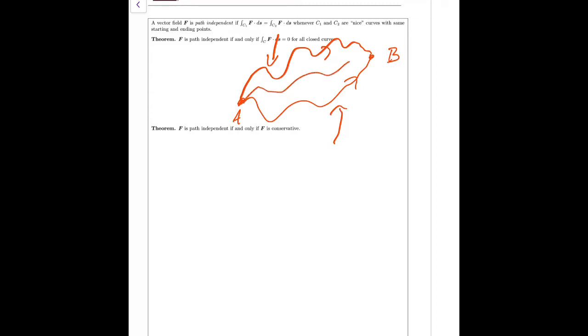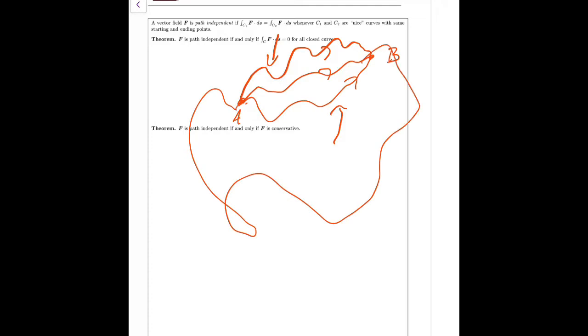And it's the same as that curve, or this curve, whatever. It's just the line integral. So a vector field is path independent if for every two points A and B, the line integral of any path from A to B only depends on A and B, and not the actual path that you take.